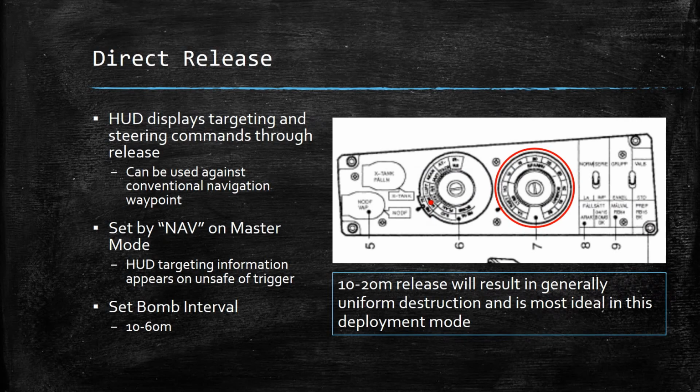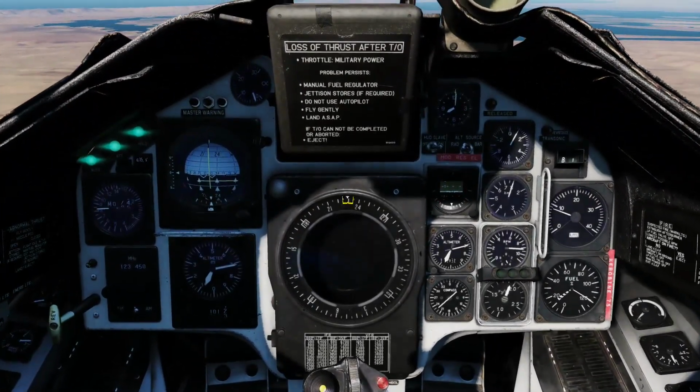Just like the precision mode, a 10 to 20 release interval is generally going to result in the best destruction for this. Setting yourself into the higher modes just doesn't really do anything. Your best results will always be achieved at the bottom two for that. So now a look at the quick mode.